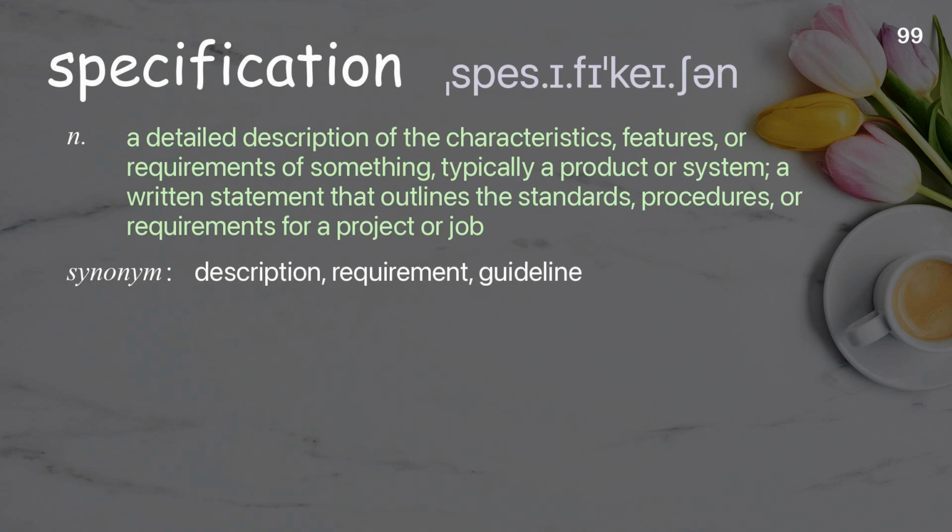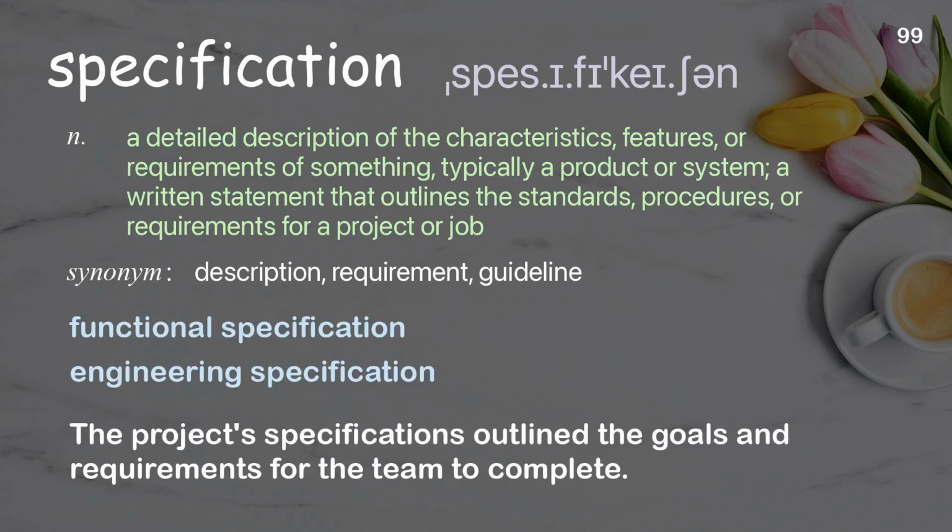Specification. A detailed description of the characteristics, features, or requirements of something, typically a product or system, a written statement that outlines the standards, procedures, or requirements for a project or job. Examples: functional specification, engineering specification. The project specifications outline the goals and requirements for the team to complete.